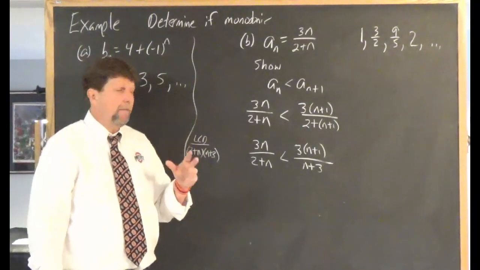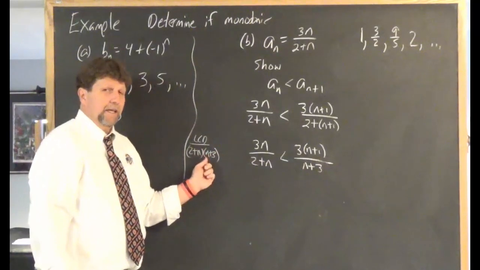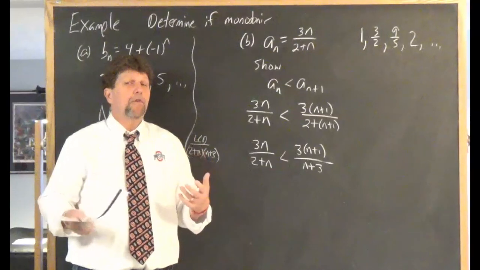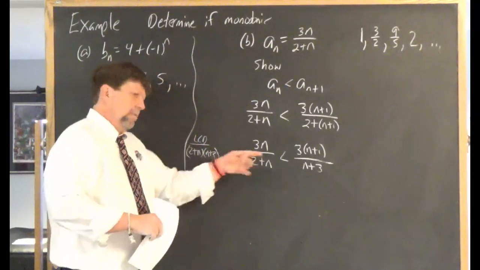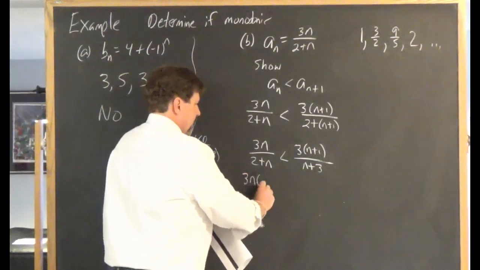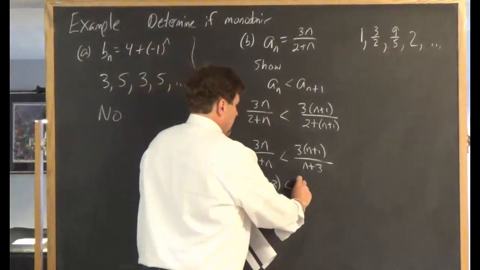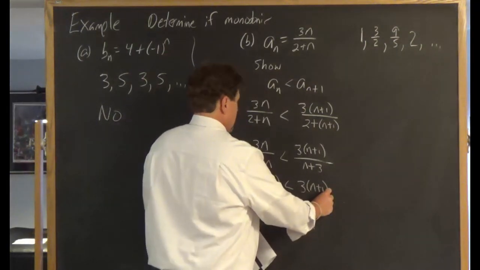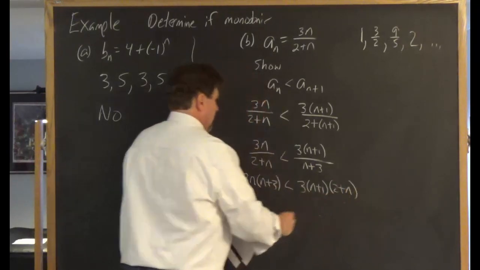I don't have to worry about, when I multiply both sides of this inequality by the LCD, possibly inadvertently multiplying by a negative. I know the product is positive. So here we go. Multiply both sides of the inequality by the LCD. We get a 3n times an n plus 3 is less than a 3 times an n plus 1 times a 2 plus n.